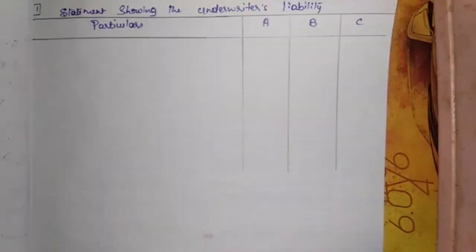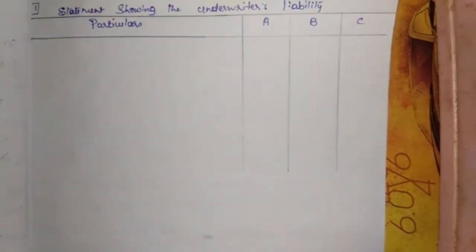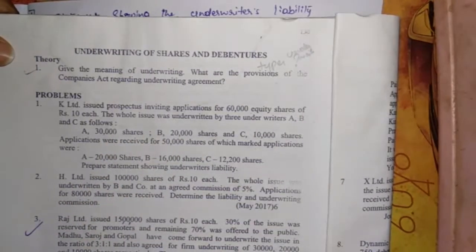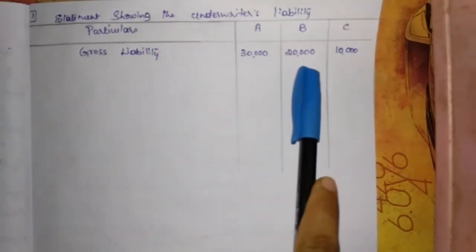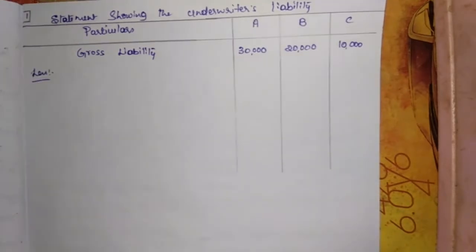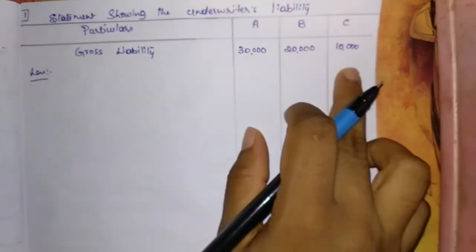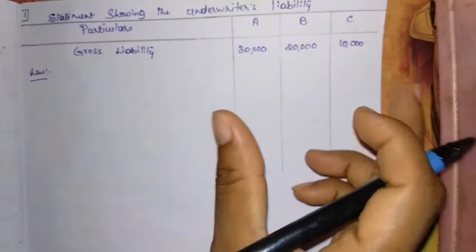Here is the statement. First we have to write the gross liability of each of the underwriters. That is 30,000, 20,000 and 10,000 shares. Total 60,000 shares, that is fully underwritten by the 3 underwriters. From this, what we have to deduct? We have to deduct unmarked application. That is, we have to give the benefit of unmarked application to the underwriters because underwriting is for the full issue.